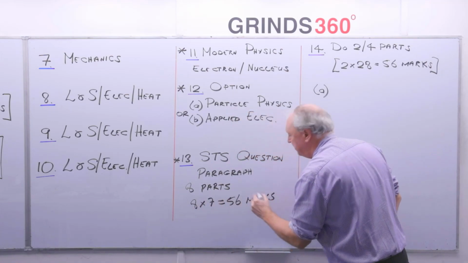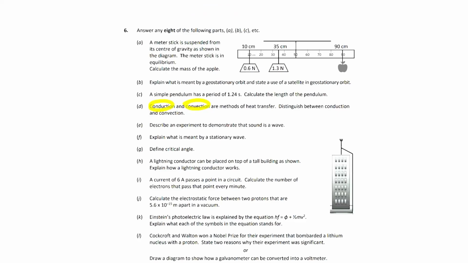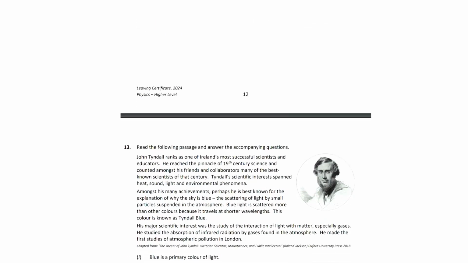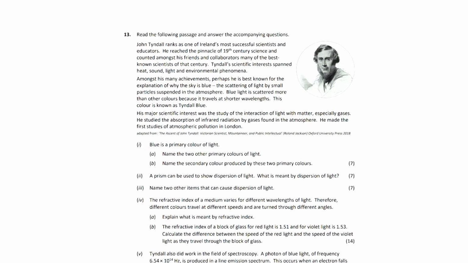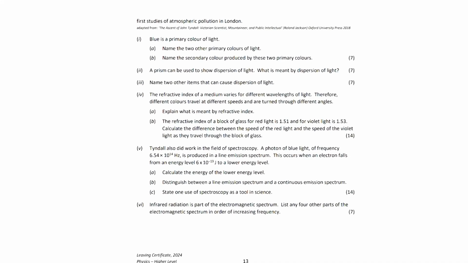Let's have a look at an example from the Leaving Cert paper 2024. So where's my STS question? Let me scroll down towards the end of the paper. So question 13, it says read the following passage. So you read the paragraph and you should read the paragraph very, very carefully because there's going to be some hints in there as to what some of the answers will be. And then you have a number of parts down here, parts 1 to 4. So they're usually 7 marks, but sometimes they merge 2 parts together to give you a 14-mark question.